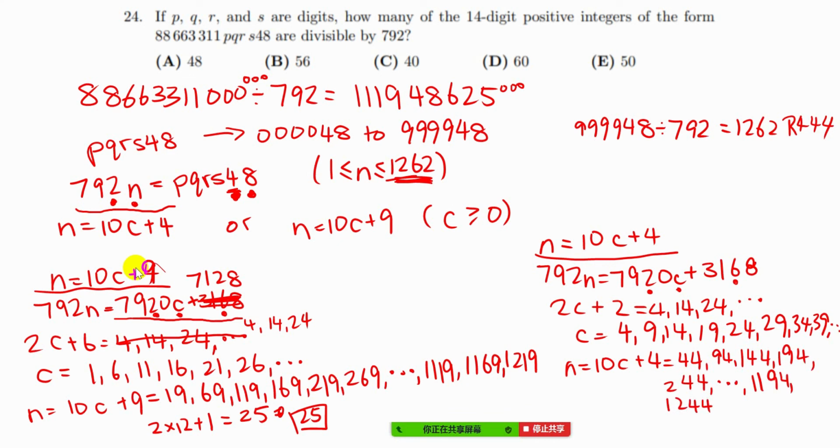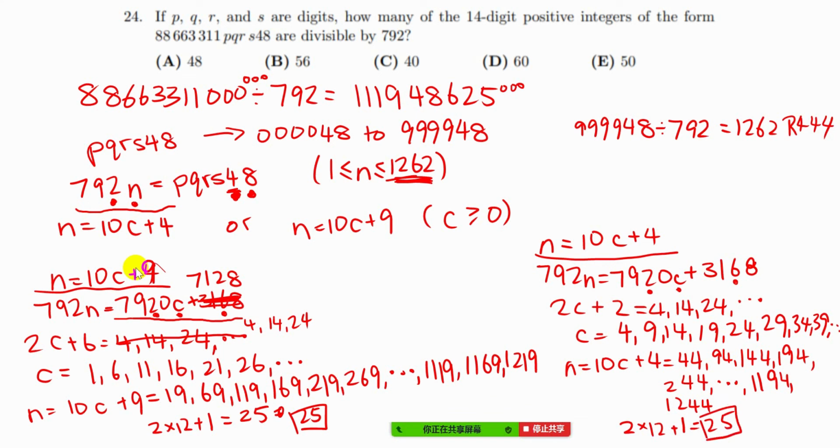And then we need to see how many values of n there are. For this one, between 1 and 100 there are 2, between 100 and 200 there are 2, between 200 and 300 there are 2. And the last range that has 2 is 1100 to 1200. So it is basically the same as when n equals 10c plus 9. There are 12 2's. And then for the last one, between 1200 and 1300, there is only one value of n. So for n equals 10c plus 4, there are also 25 values of n.